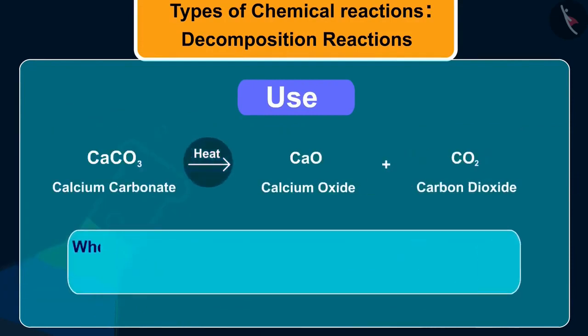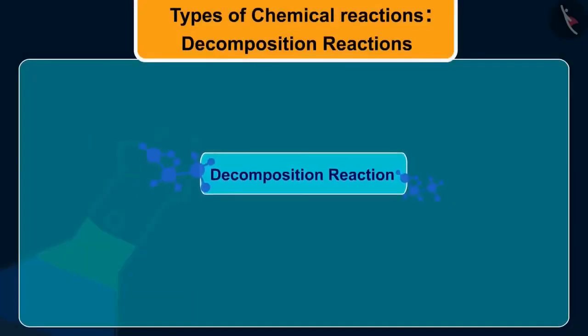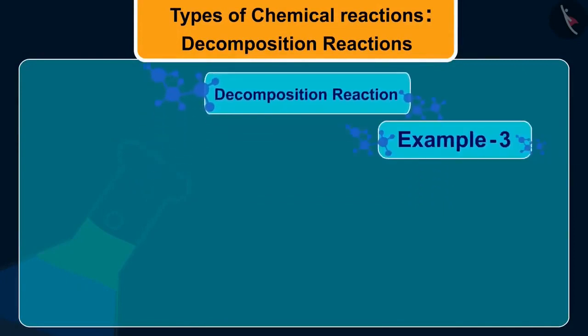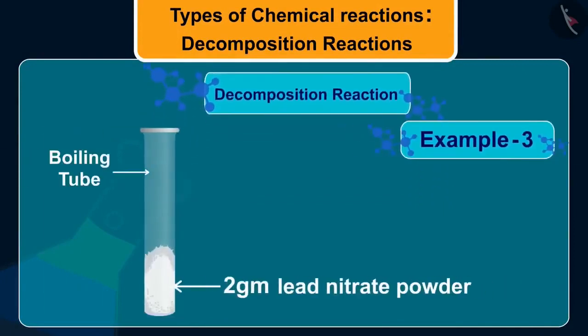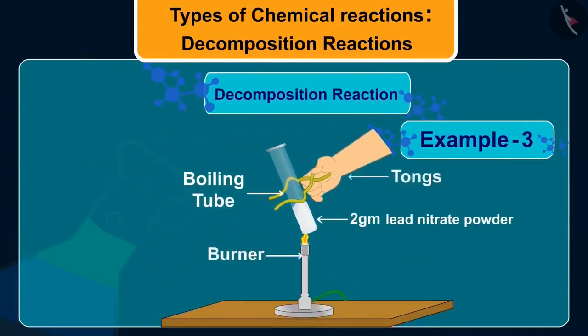Also, when a decomposition reaction is carried out by heating, it is called thermal decomposition. Let us take one more example of decomposition reaction. Take about 2 grams lead nitrate powder in a boiling tube. Hold the boiling tube with a pair of tongs and heat it over a flame.